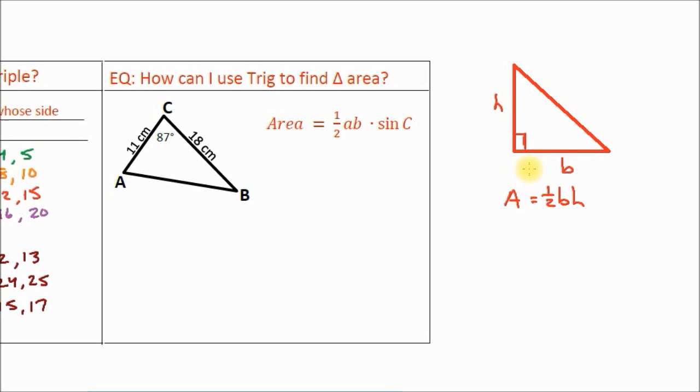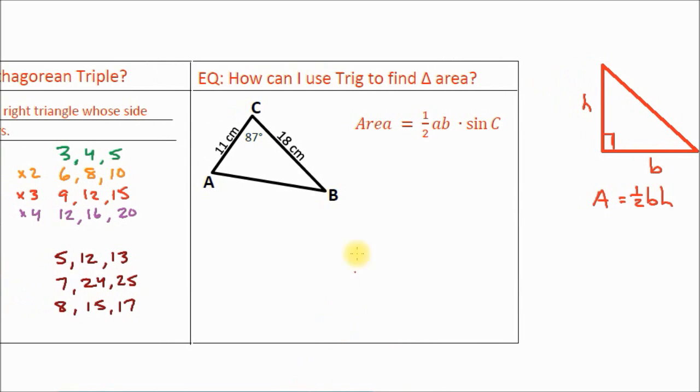If you know the base and you know the exact height of the triangle, you can use area equals 1/2 of base times height. But there's another way to find the area of a triangle. We can use trigonometry to do this. And the area formula for a triangle is 1/2 of lowercase a times lowercase b times sine of uppercase C.